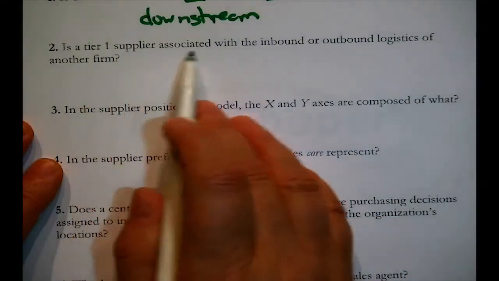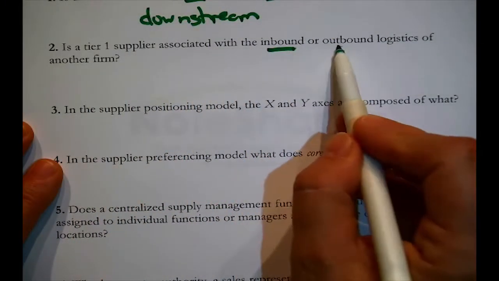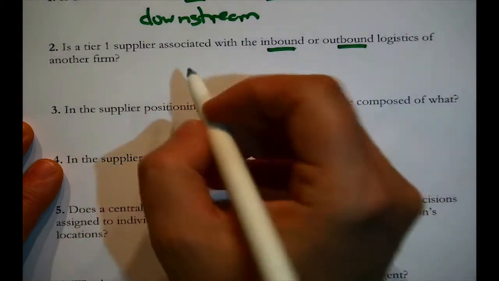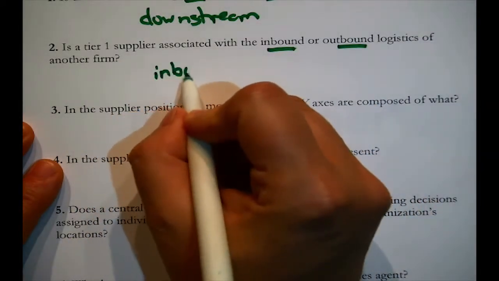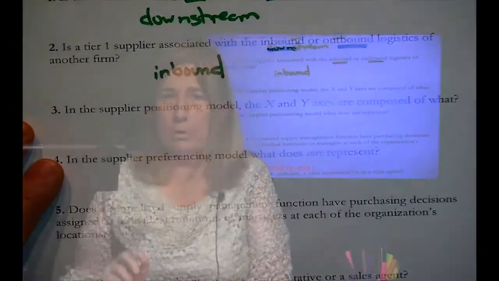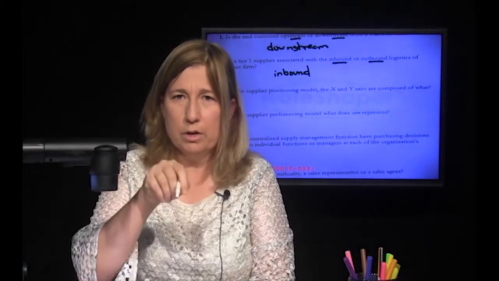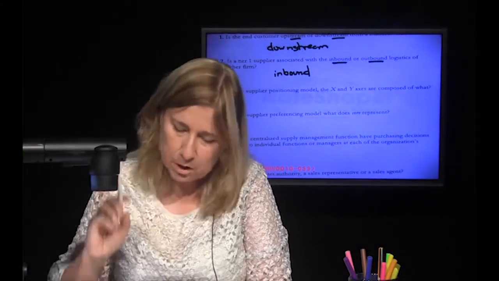Is a Tier 1 supplier associated with inbound or outbound logistics of another firm? That would be inbound. Remember that any supplier would be the inbound logistics for another firm.